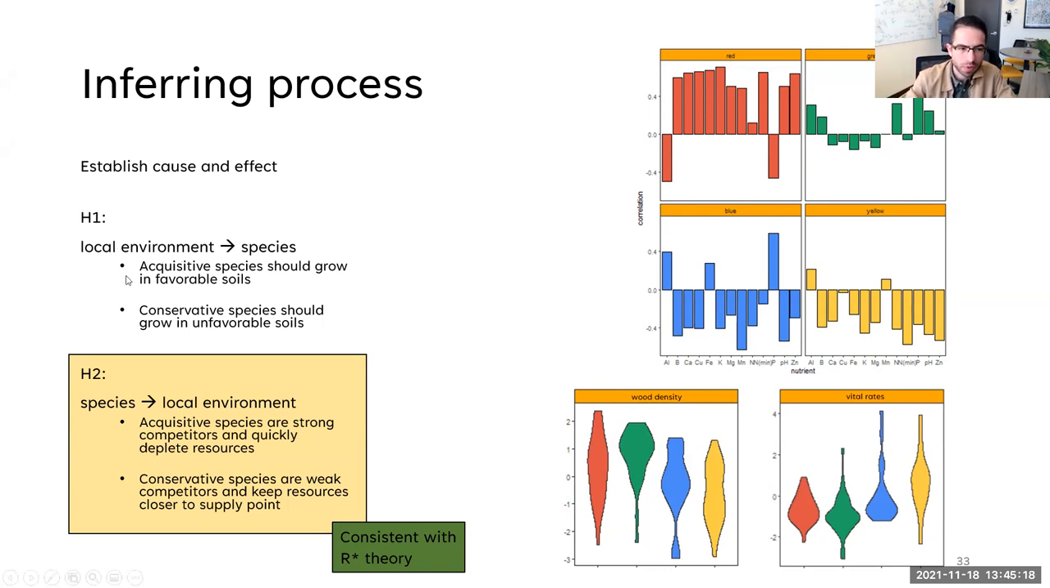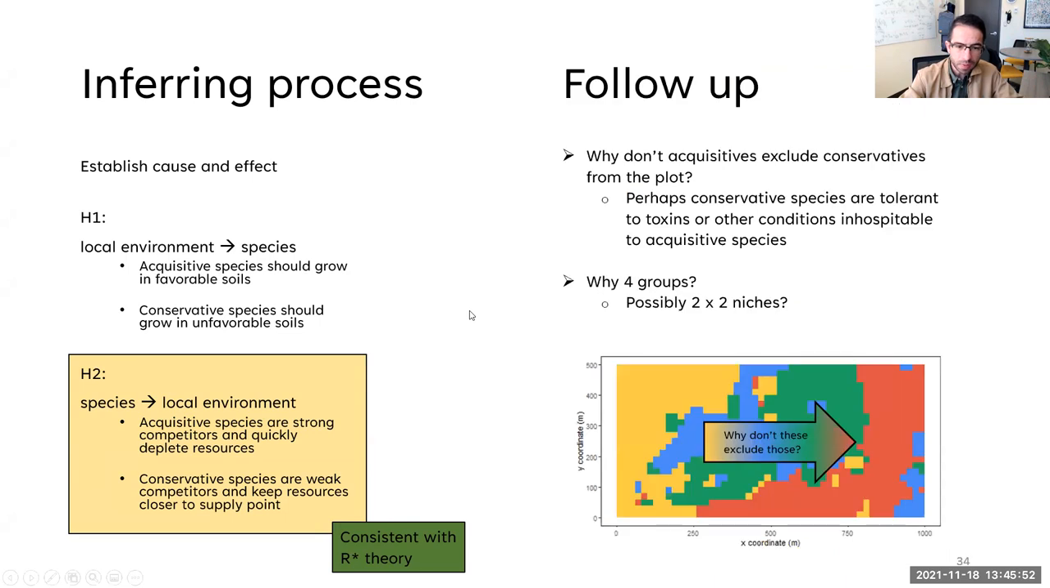I went into this expecting something more like this. Acquisitive species need high resources. Conservative species can tolerate low resources. That's what I expected to see. I saw the reverse, and then I realized that if you reverse the causal arrow here, then you get closer to explaining what you're seeing. There's a supply point, so resources are coming in. Acquisitive species quickly take them out, quickly absorb them into biomass. So in that case, you would actually see fast-growing species in low-resource areas. But Rafael, one second. How did you distinguish from the data that you showed H1 versus H2?